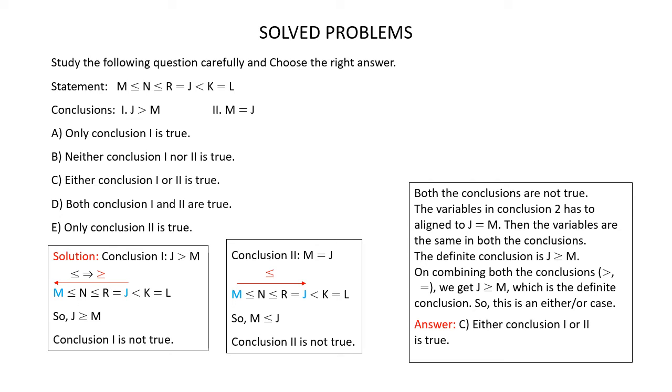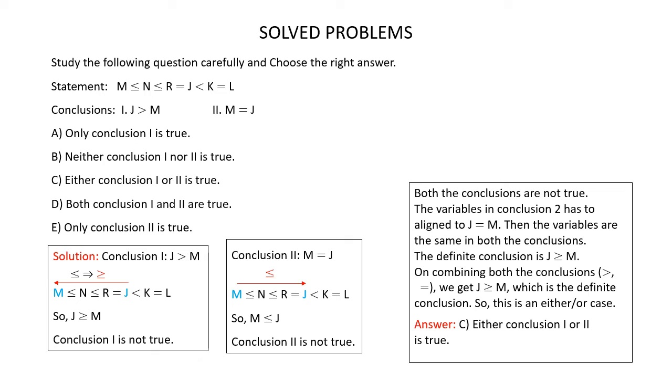Here you have found that the definite conclusion is J is greater than or equal to M. Here you have found the definite conclusion as M is less than or equal to J, which also means that J is greater than or equal to M. So the definite conclusion is J is greater than or equal to M.